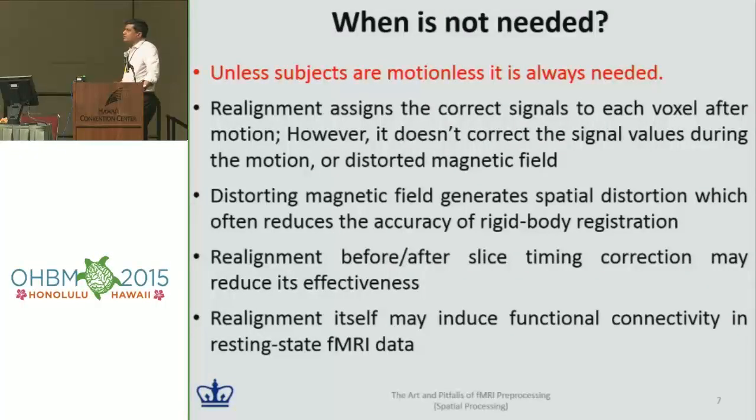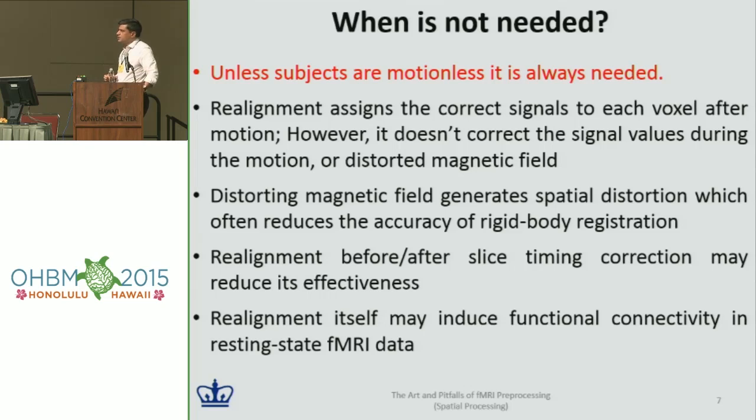Okay, now the point is when it is not needed. Unless the subject is not moving, unless you're acquiring anesthetized, actually anesthetized subjects are also sometimes moving. Unless the subject is not moving, you have to do it, right? So realignment assigns the correct signal to each voxel after motion, right? So it's only fixing the first artifacts. The rest of the artifacts are still going to remain after your realignment.